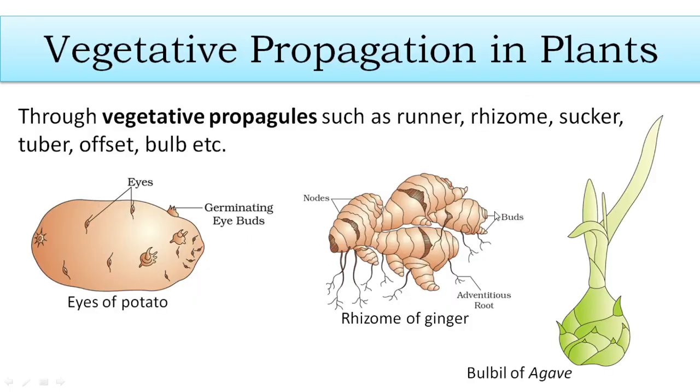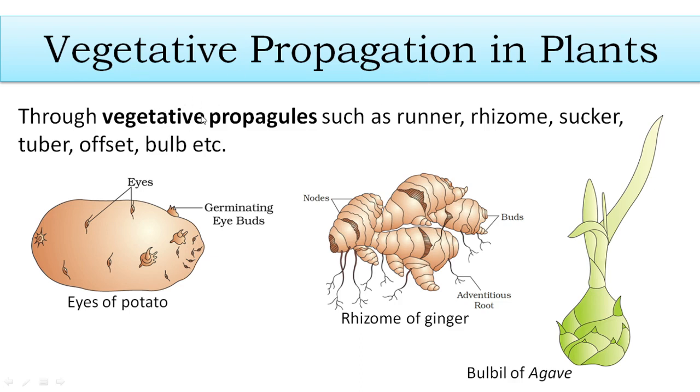And then we have got vegetative propagation in plants. Plants, especially angiosperms, can reproduce sexually through flowers. Flowers have male and female parts, but plants can also reproduce asexually through vegetative propagation, without the involvement of flowers. Plants reproduce by vegetative parts like stem, leaves, roots.